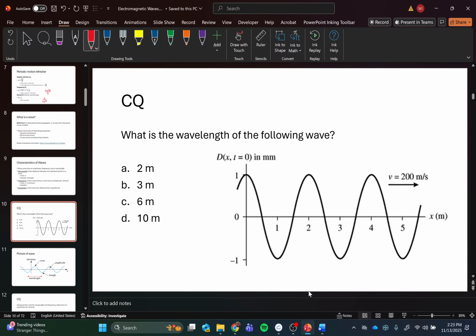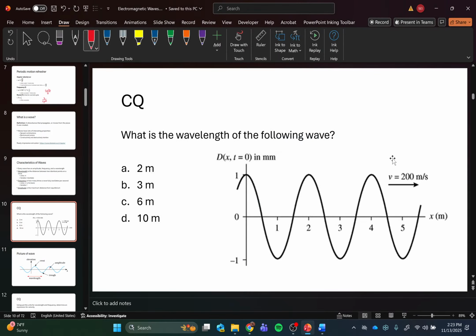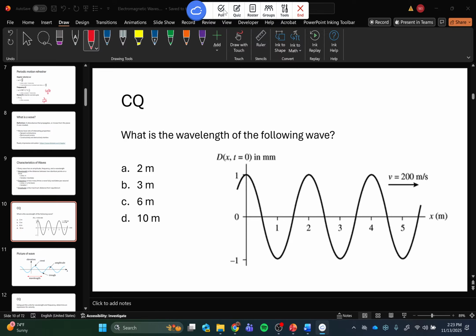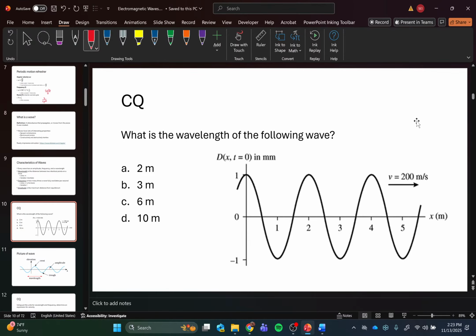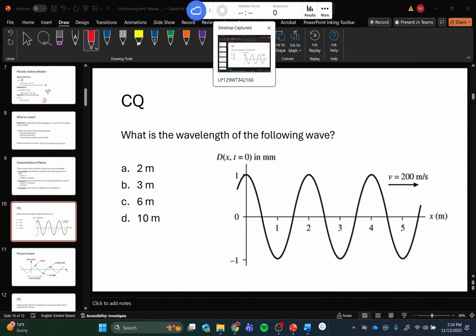And I had to update this because the old graph had a weird oddity to it. So this is the new one. So if you're like, this doesn't look like the one I downloaded, this is one of those typos that I changed. So hey, here's a wave. What's the wavelength? Is it 2 meters, 3 meters, 6 meters, 10 meters? There's only one right answer. Fairly straightforward. I'll give you all like a minute 20 on this.